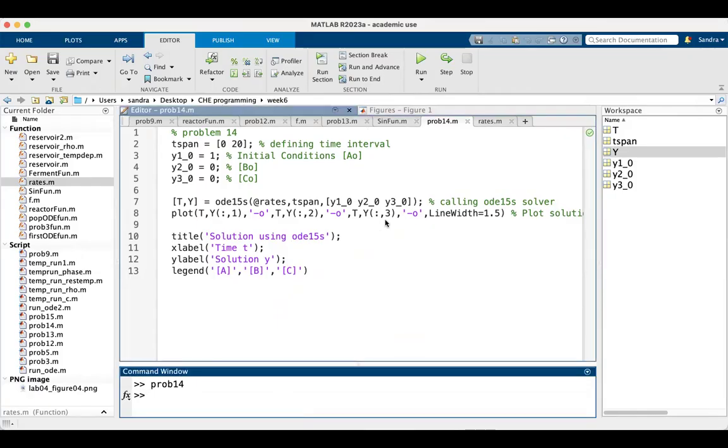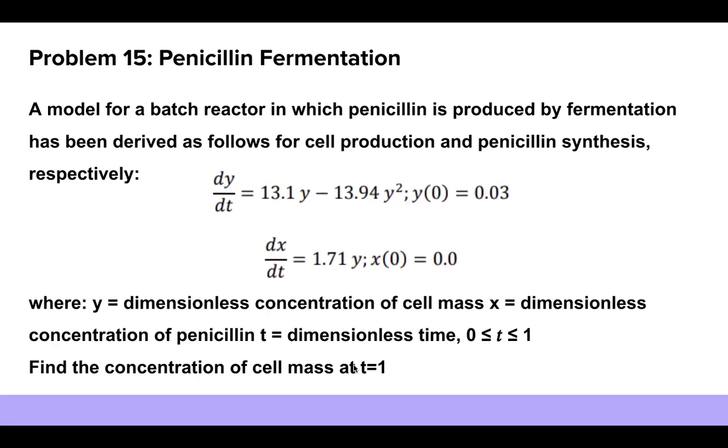Now going to the last question. We have two equations, dy by dt and dx by dt. Here y is the concentration of cell mass and x is the concentration of penicillin. Now we have to find the concentration of cell mass, that is, you need to find y at t equal to 1. The Y0 conditions are given to you and your t span will be from 0 to 1. I'll give you 1 minute and then we'll discuss the answer.